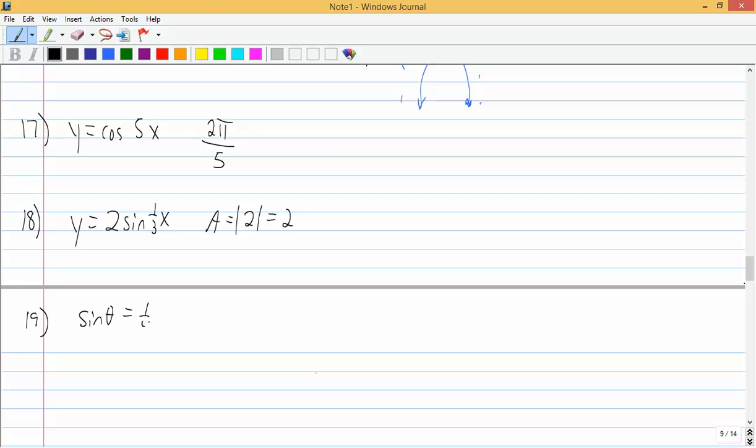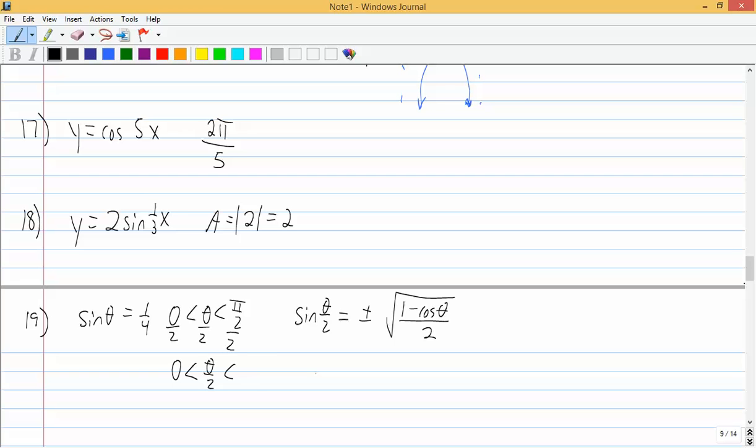Sine of theta equals 1/4. Theta is between 0 and pi over 2. Find the sine of theta over 2. So that's the half angle formula. So that's plus or minus the square root of 1 minus cosine theta over 2. All right, so with this given information, since theta is in the first quadrant, theta over 2 is also going to be in the first quadrant. All right, so it's going to be positive.